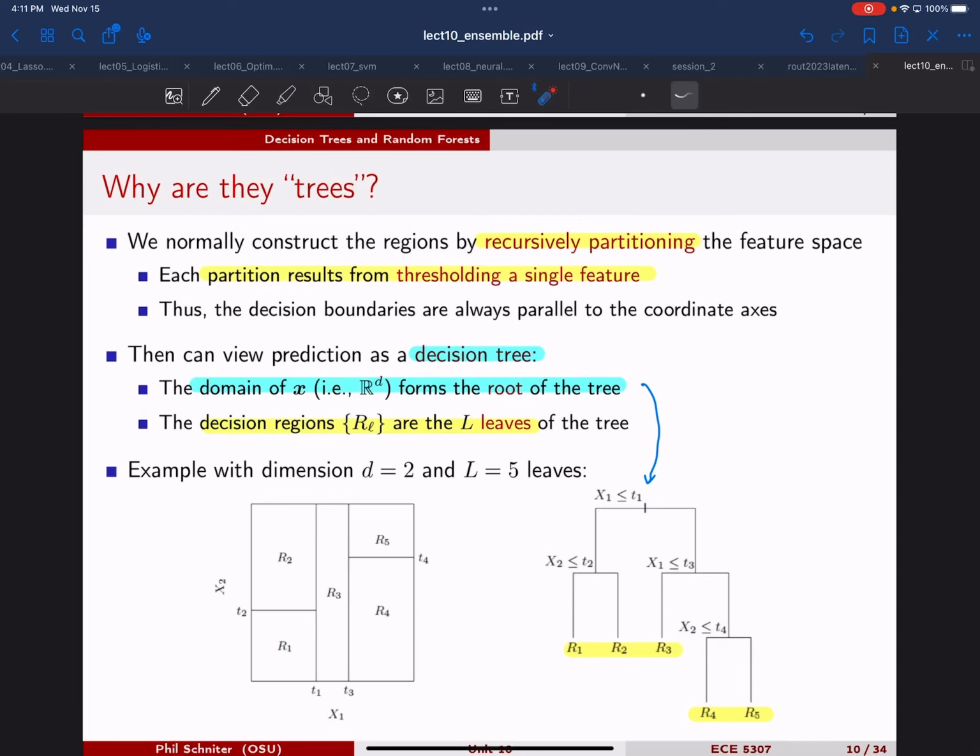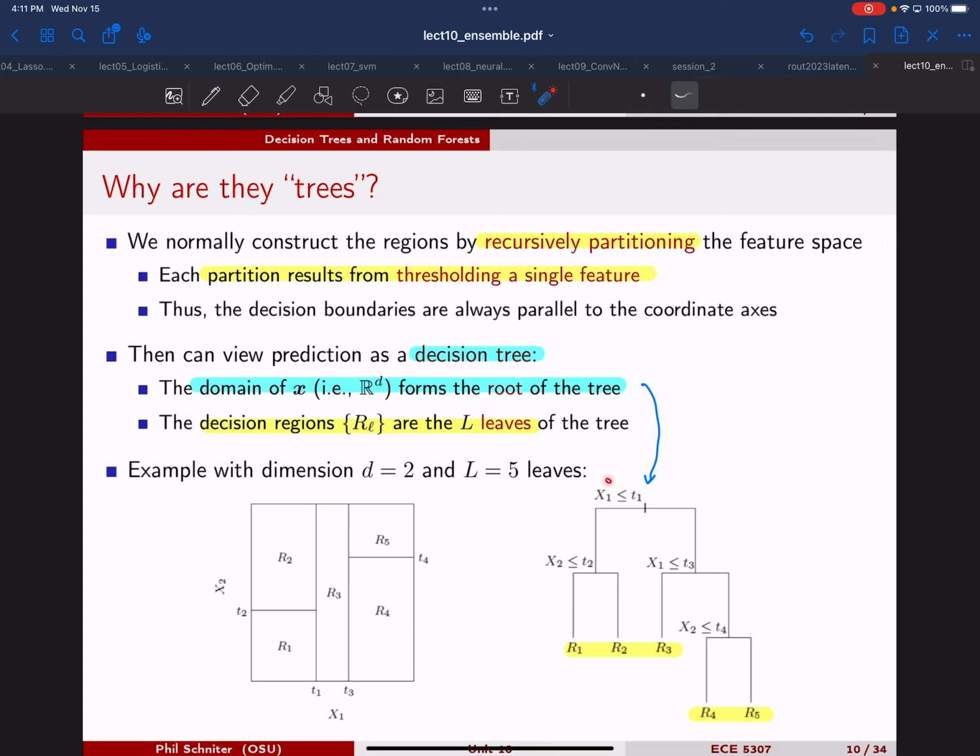Okay, hello everyone. So we're going to continue our discussion about ensemble methods and trees today. So just to quickly review a little bit about trees. A decision tree essentially partitions, it makes a decision about an input based on one feature at a time.